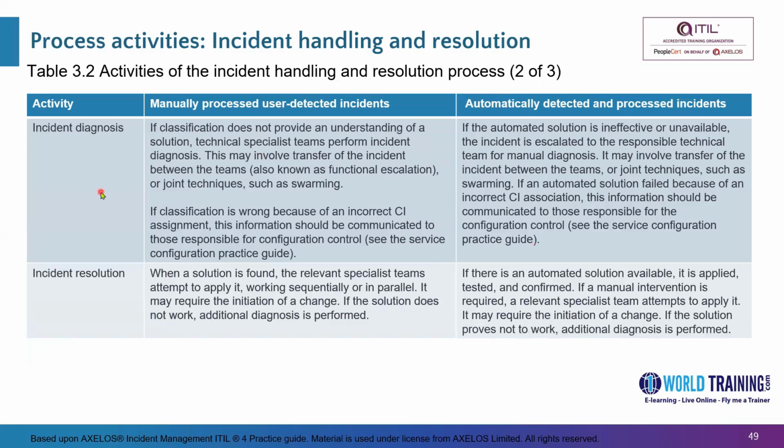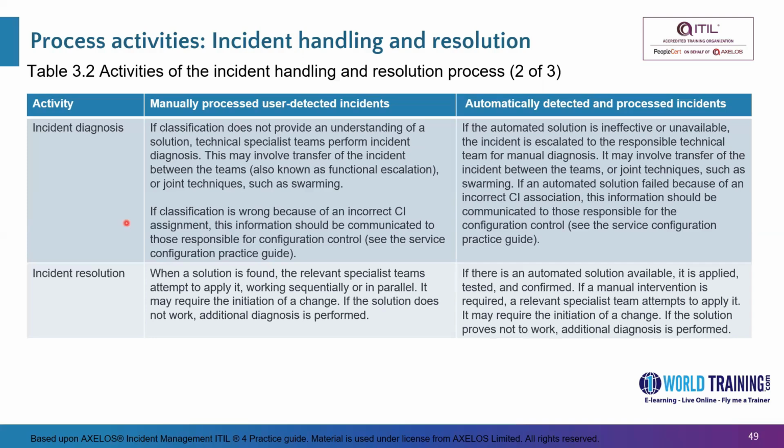Then it goes to incident diagnosis. If the classification does not provide an understanding of the solution in the case of manually processed incidents, then the technical teams perform the diagnosis. They may transfer the incident to another team, like tier 1 to tier 2 to tier 3 and so on. This is known as functional escalation. And in the case of major incidents, swarming can be done.